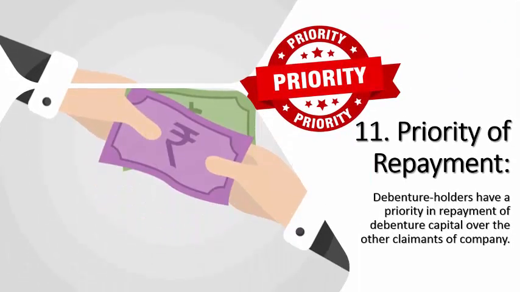Priority of repayment. Priority is nothing but first preference. Debenture holders have got first preference in the repayment of their capital over the other claimants of the company. This means when the company repays the amount of creditors, debenture holders will be the first ones to get their amount. So they have got priority of repayment at the time of winding up of the company.